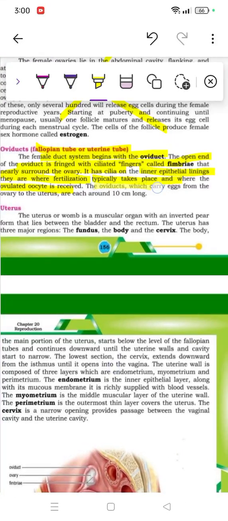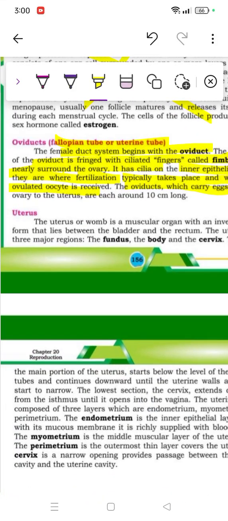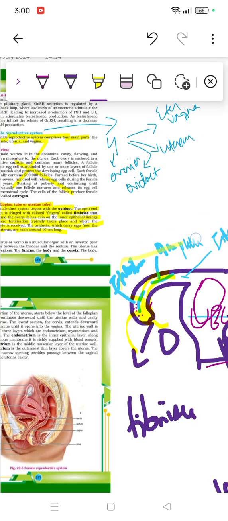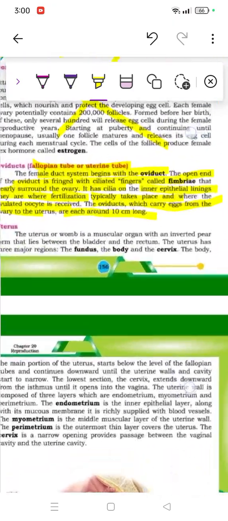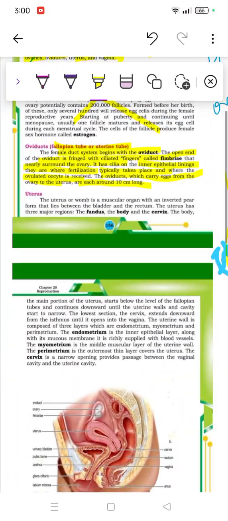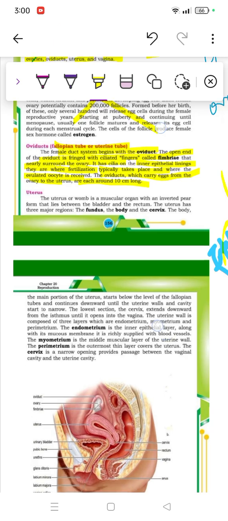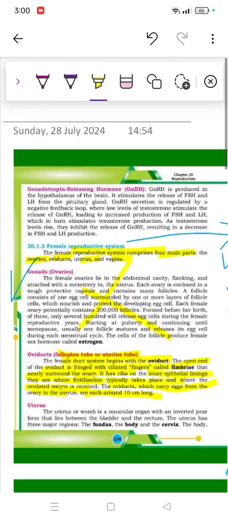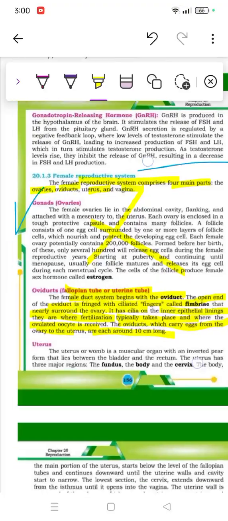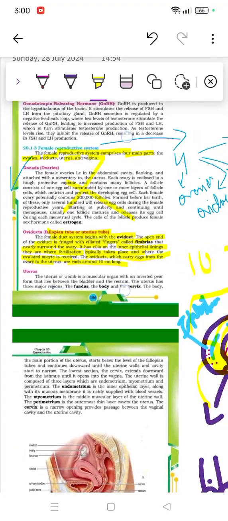The oviducts, which carry eggs from the ovary to the uterus, are each around 10 centimeters long. So this entire thing is around 10 to 12 centimeters long. So I'm sure it's clear to you. Then comes our third part, which we'll discuss in the next video, because in the first part we're done with the ovaries. Here we are done with the oviducts and a little information about that.